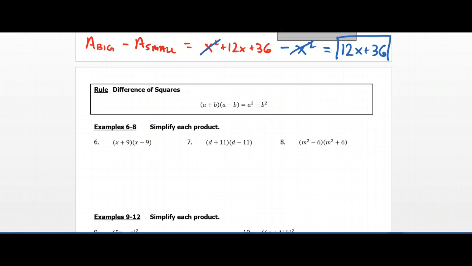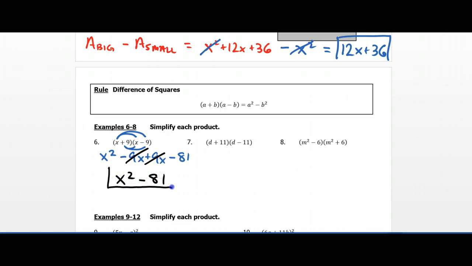Number 6, you'll notice we have x plus 9 times the quantity x minus 9. So the first terms are both x. The second terms are both 9. It's just that one is a plus 9, the other one is a minus 9. Well, in order to multiply this out, I could go ahead and FOIL, just like normal. So I could do x times x to get x squared, x times negative 9 to give me negative 9x, 9 times x to give me positive 9x, and 9 times negative 9 to give me negative 81. But when I do that, you'll notice that your middle terms, negative 9x and positive 9x, cancel each other out. So you just end up with x squared minus 81.